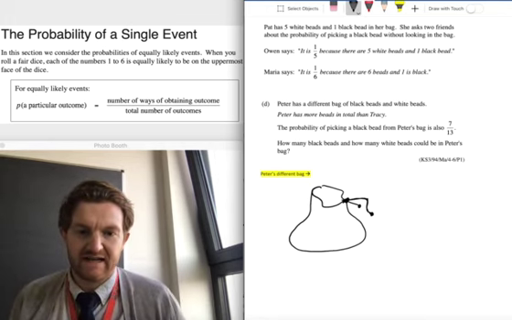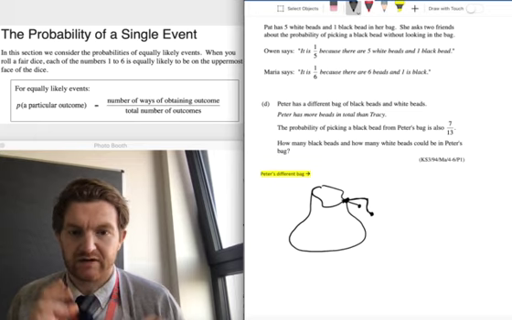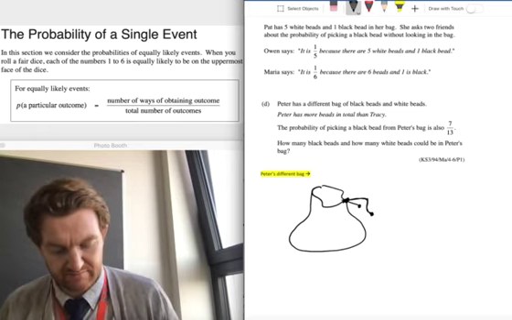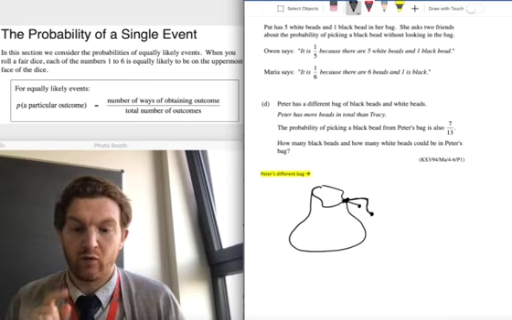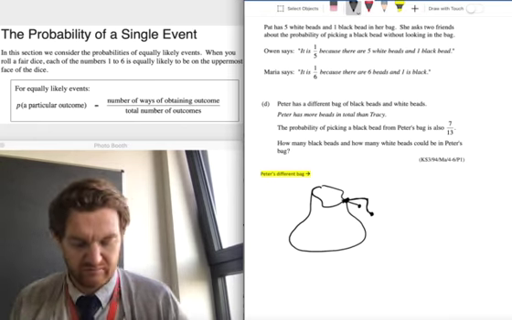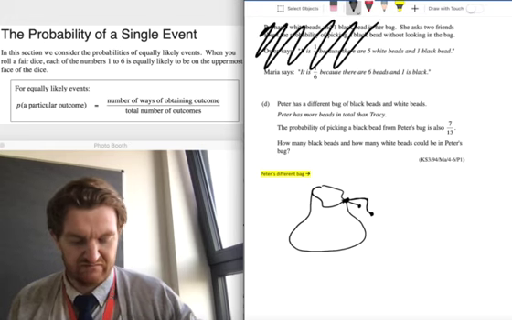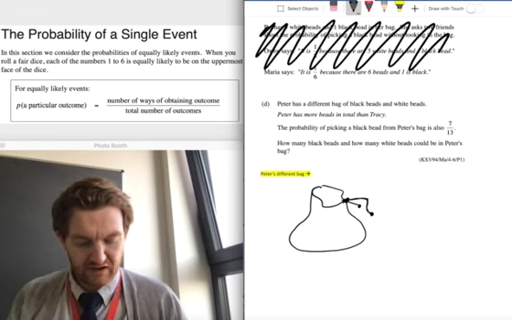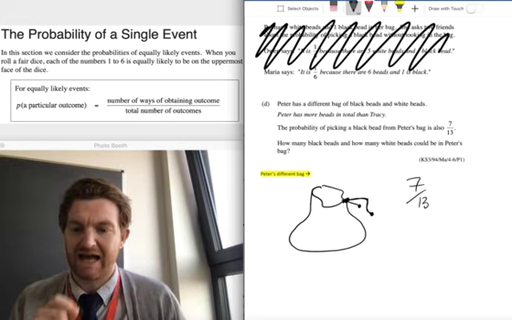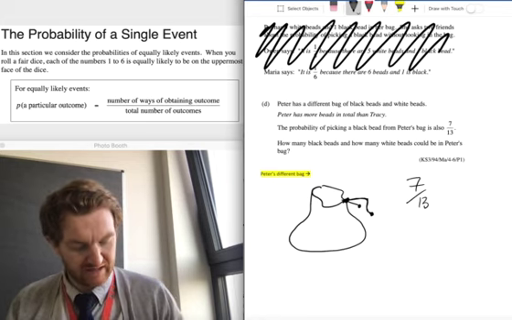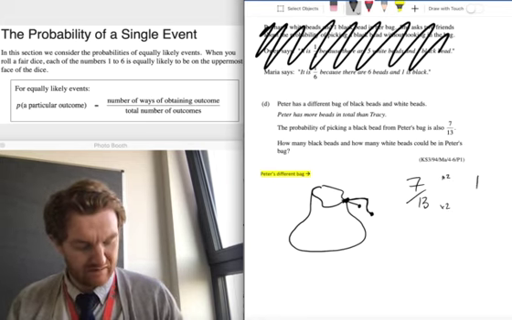So it says he's got a different bag. He has more beads, so he's going to have more than the 6. Sorry, more than the 13, because it's the previous question. Ignore that. We don't need that. That's from the previous question. So it says that the probability is 7 over 13. So as we were saying before, we could say 7 over 13, but it has to be more. So what we could have done is said, okay, let's double it, and we get 14 over 26.